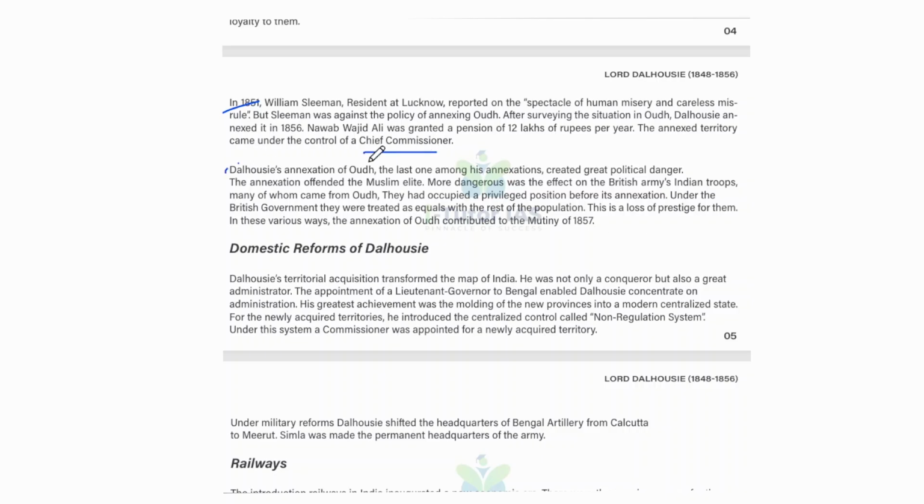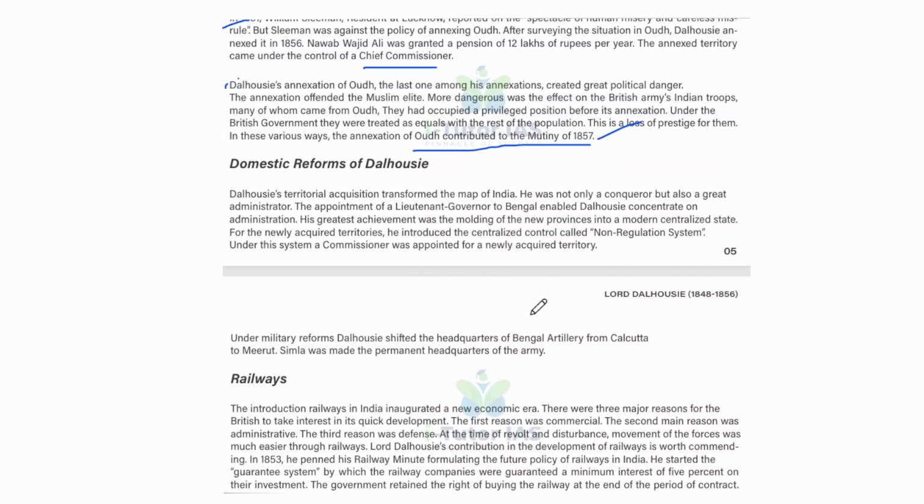Dalhousie's annexation of Oudh, the last among his annexations, created great political danger. The annexation offended the Muslim elite, and more dangerous was the effect on the British Army's Indian troops, many of whom came from Oudh and had occupied a privileged position before its annexation. Under the British government, they were treated as equals with the rest of the population, and this was a loss of prestige for them. In these various ways, the annexation of Oudh contributed to the mutiny of 1857.